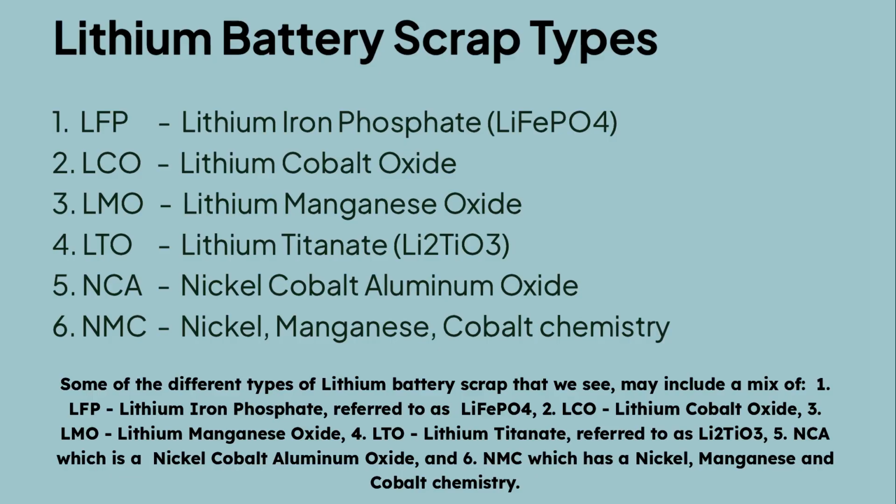Some of the different types of lithium battery scrap that we see may include a mix of: 1. LFP, lithium iron phosphate, referred to as LiFePO4; 2. LCO, lithium cobalt oxide; 3. LMO, lithium manganese oxide; 4. LTO, lithium titanate, referred to as Li2TiO3; 5. NCA, which is a nickel cobalt aluminum oxide; and 6. NMC, which has a nickel, manganese and cobalt chemistry.